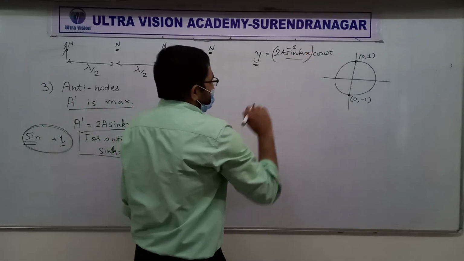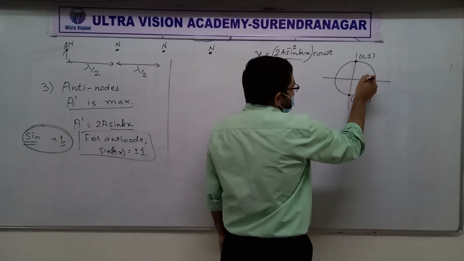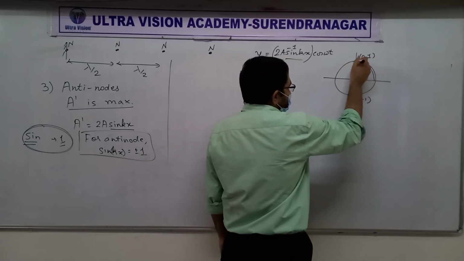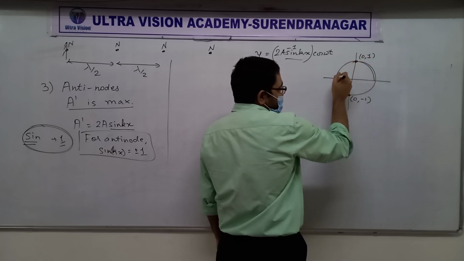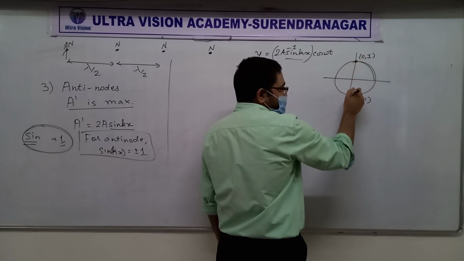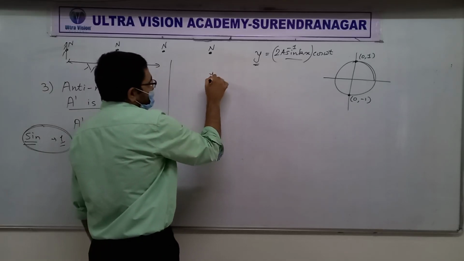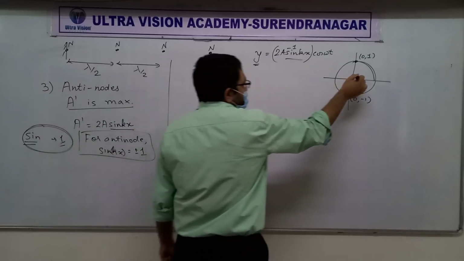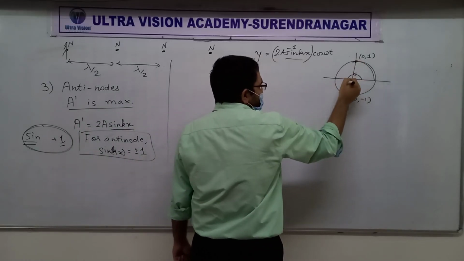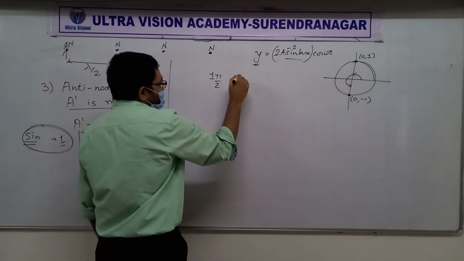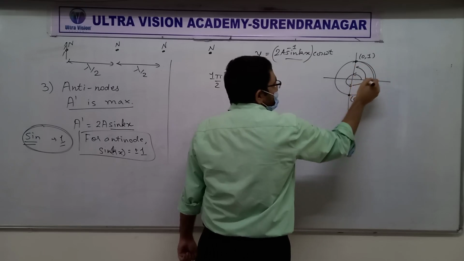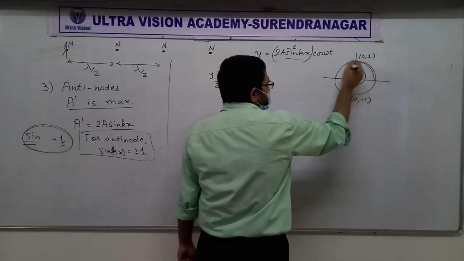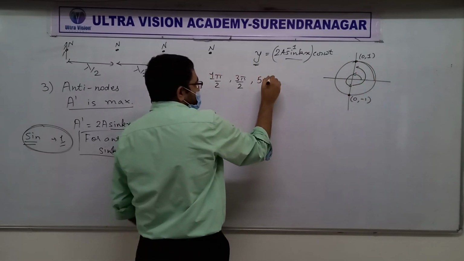Okay. So what are those angles? Here, if you start from 0 angle, the first angle is pi by 2. Then nothing for pi, then 3 pi by 2. Go further, 2 pi, and plus pi by 2 means 5 pi by 2.